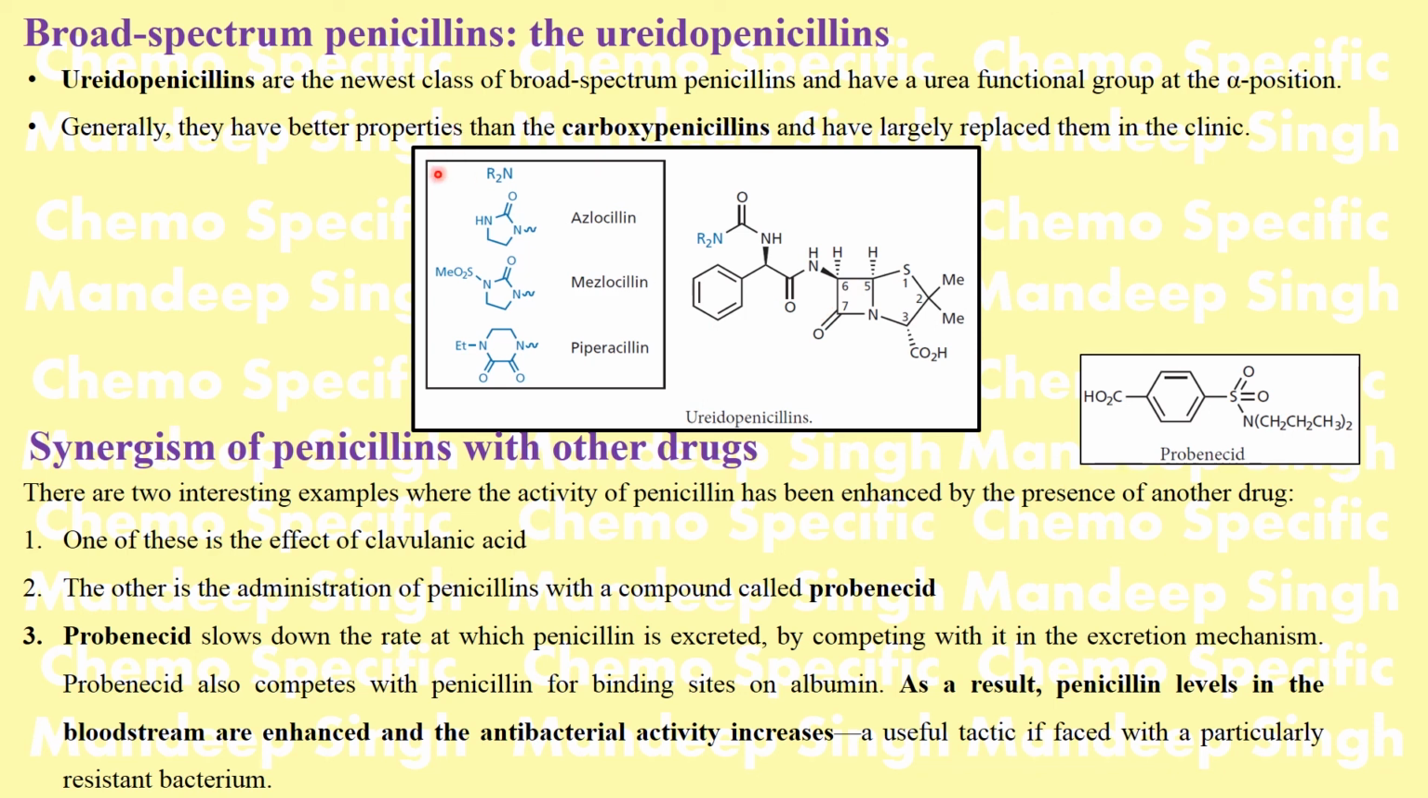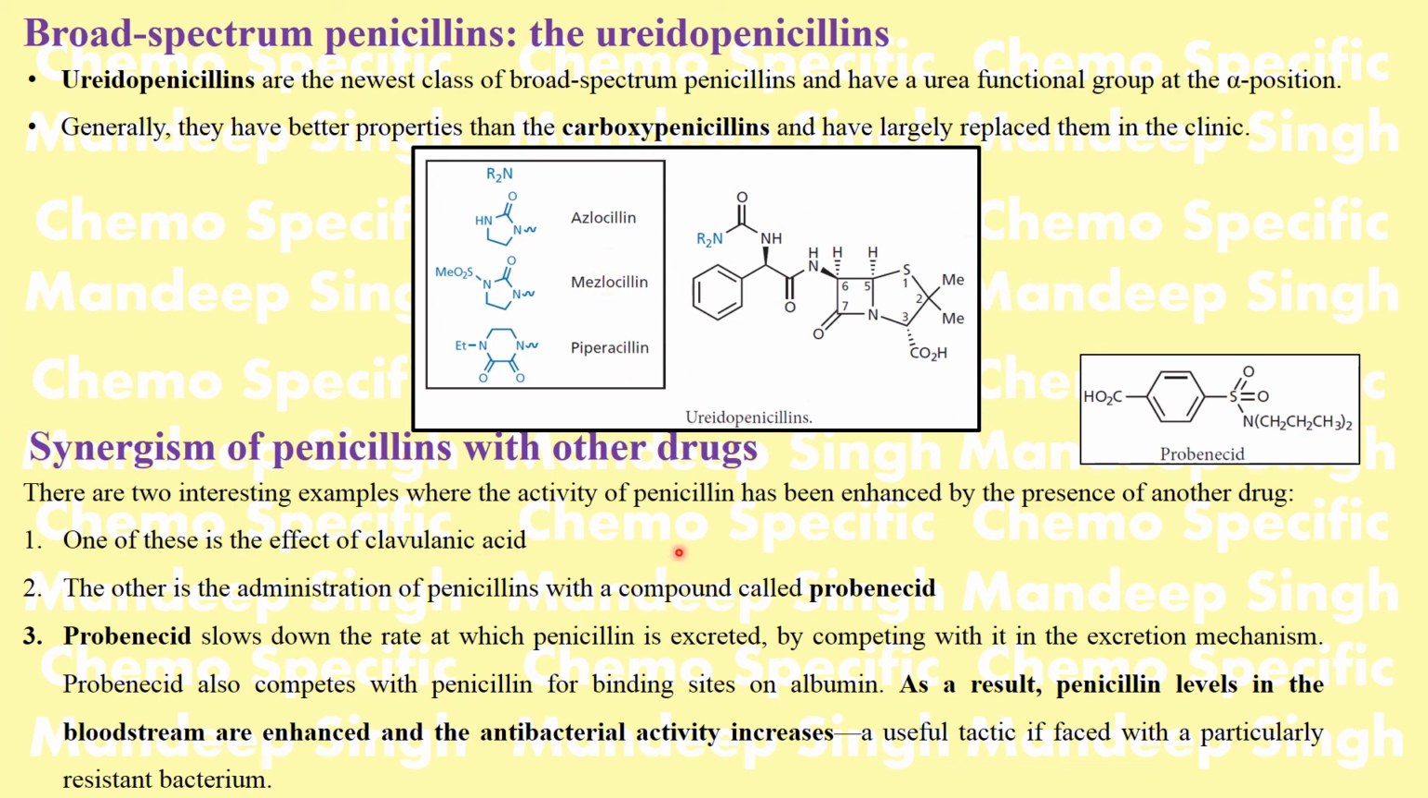Mostly these have been found to have much better properties than the carboxypenicillins. So these are the new breed of penicillin that are used in the pharmaceutical world that you should know about. The first we studied had the amine at the alpha position, the second was the acid, and the third one is a urea at the alpha position. All three of them are electron withdrawing in nature, which means they are acid resistant.